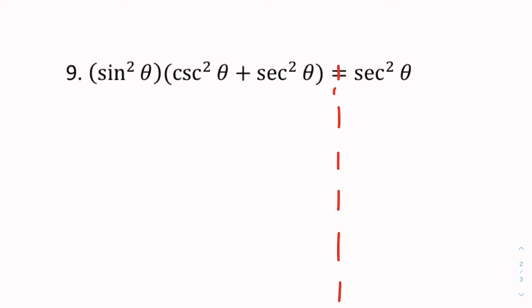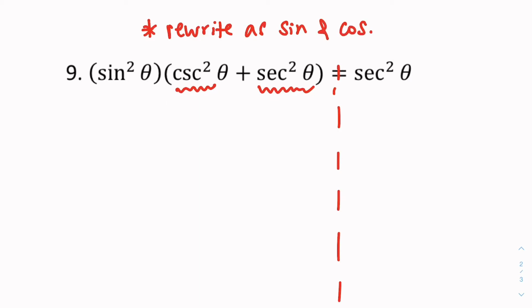Perhaps we could rewrite these, right? If all else fails, we could always rewrite everything into sine and cosine, because that'll give us always the best chance to cancel things out and simplify. So let's simplify the left side like we did yesterday. So sine squared theta will stay the same. I don't need to change it because it's already sine. But these guys will need to be rewritten.